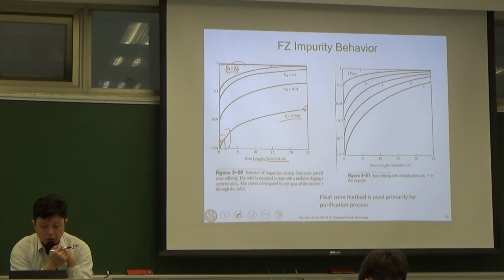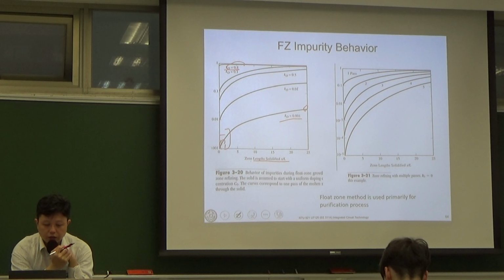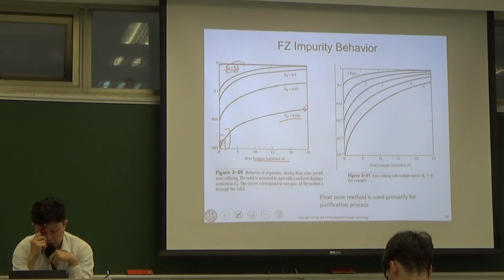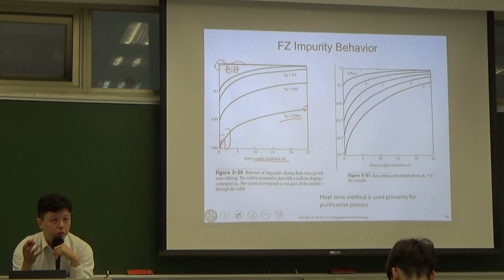But if you choose the dopant coefficient close to 1, in that case, when you do this purification process, you can see it's not very effective, right? So once you do this one time, you didn't reduce the impurity in your solid a lot. Right? You see this difference? You understand that? Okay.